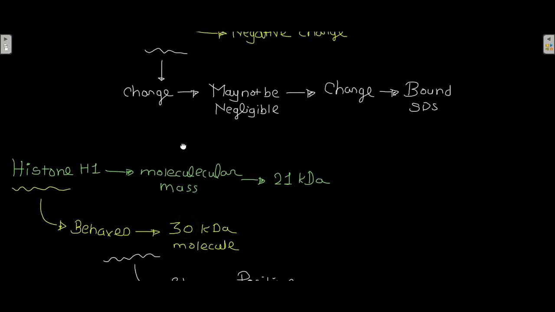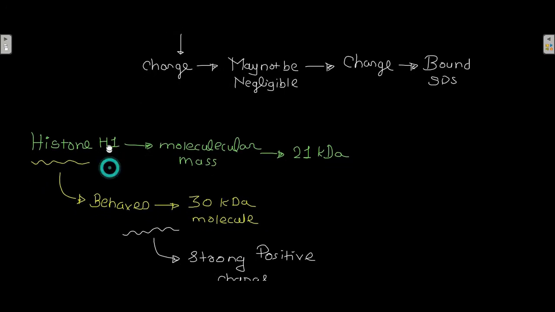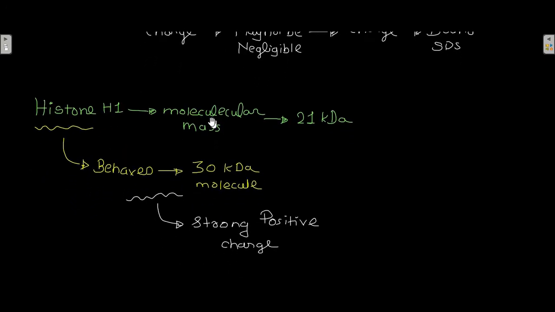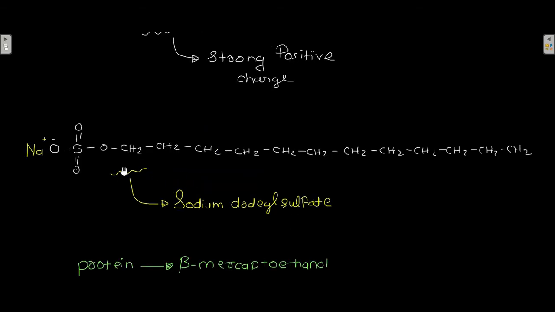For example, histone H1. The actual molecular mass of this protein is 21 kilodalton, but during gel electrophoresis it behaves like a 30 kilodalton molecule. And why is that? Because this histone H1 has a strong positive charge. So this is the molecular structure of your sodium dodecyl sulfate.